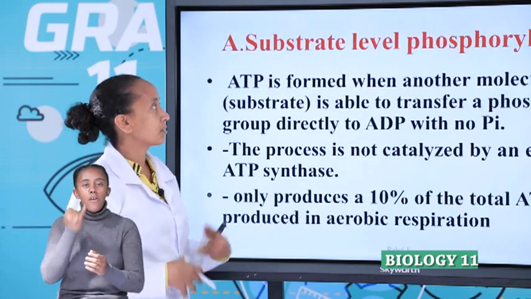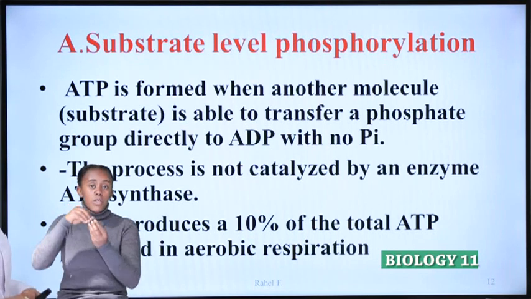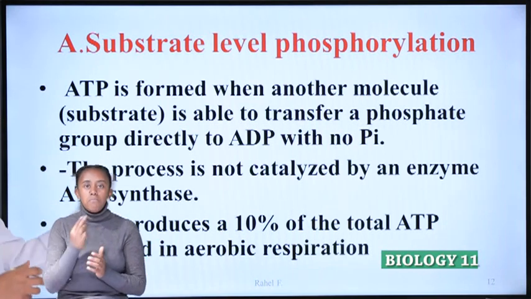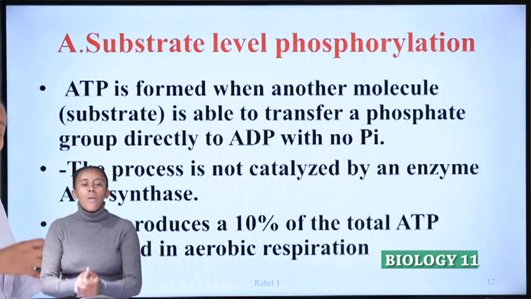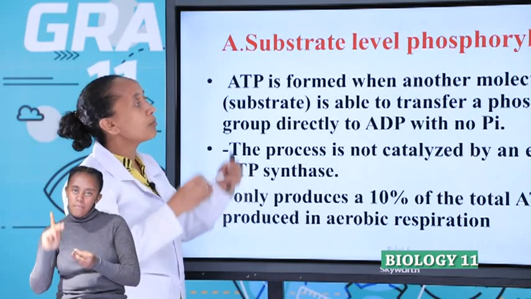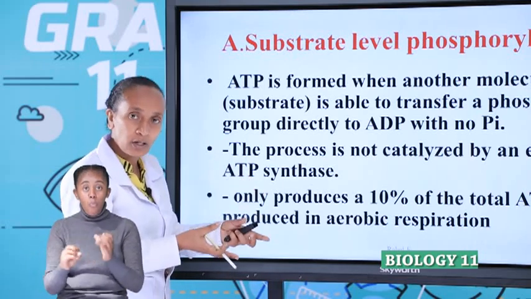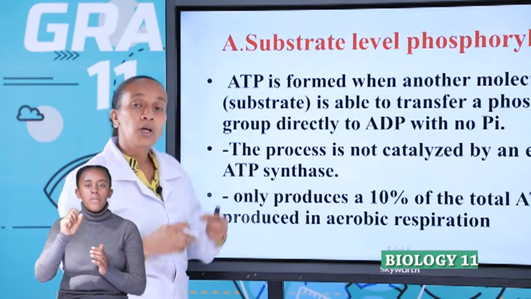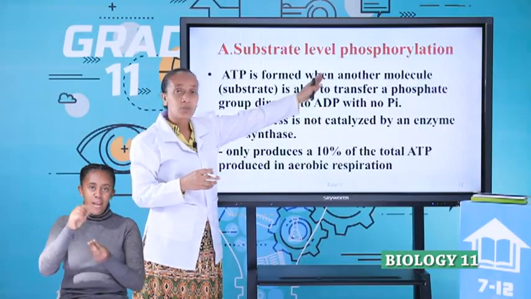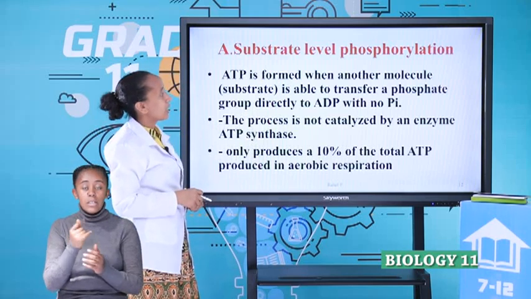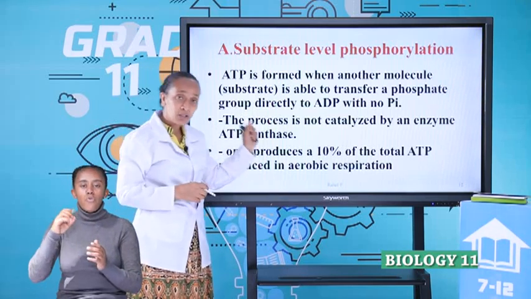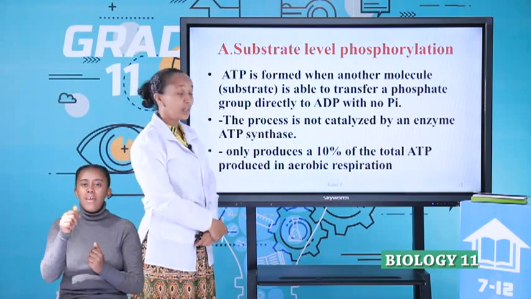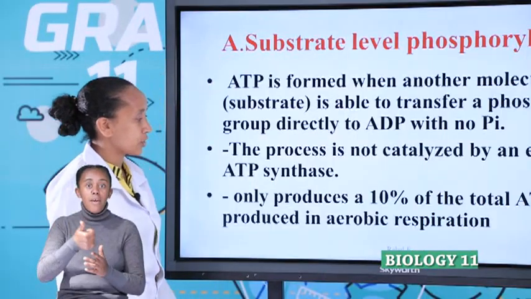If we look at substrate level phosphorylation, as its name indicates, it has something to do with substrates. Therefore, in substrate level phosphorylation, phosphate is added to ADP from intermediate products or from substrates. For that reason, it is known as substrate level phosphorylation. By this process, cells produce only 10% of the ATP gained from aerobic respiration.